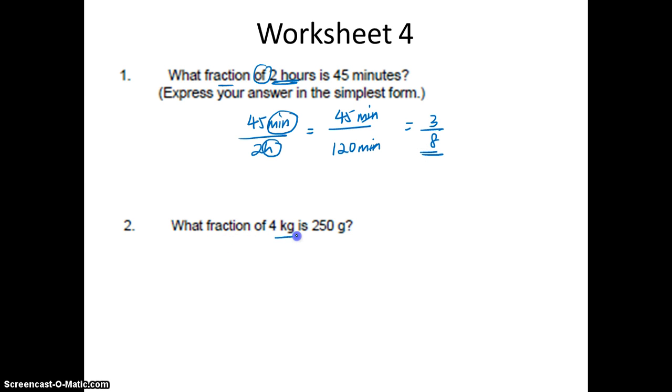What fraction of 4 kilograms is 250 grams? First, I need to change this to grams, and the answer is 4,000 grams. So it's 250 grams divided by 4,000 grams, and the answer is 1 out of 16.